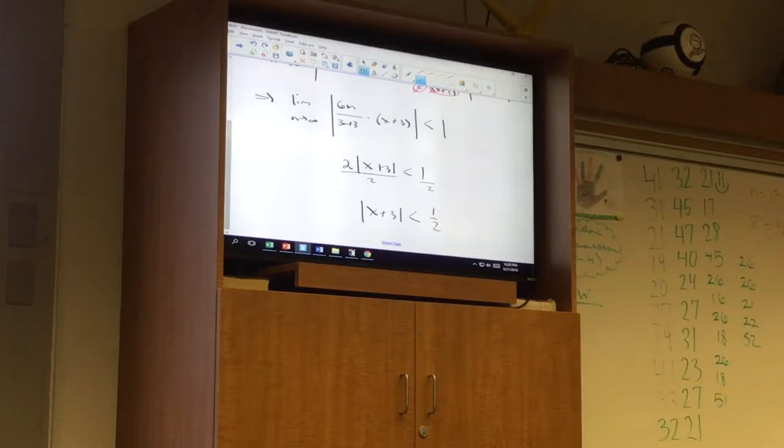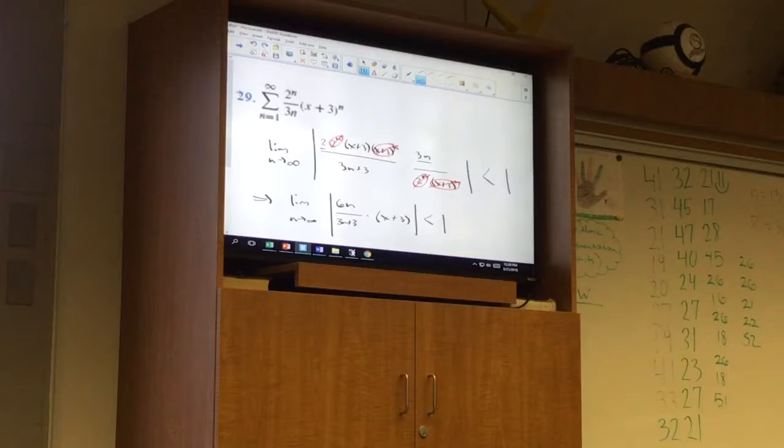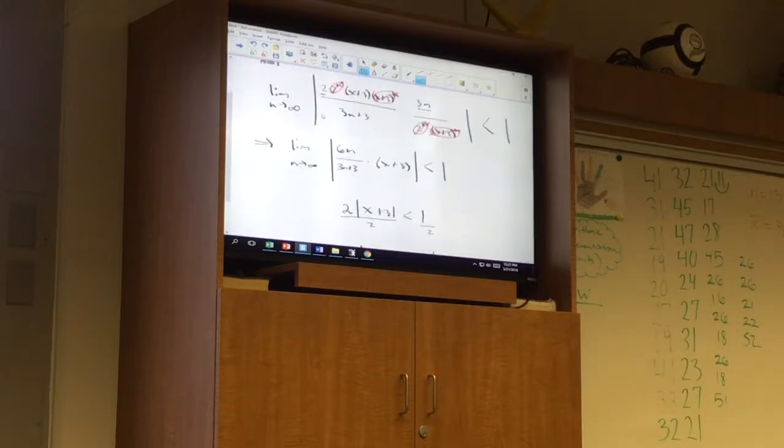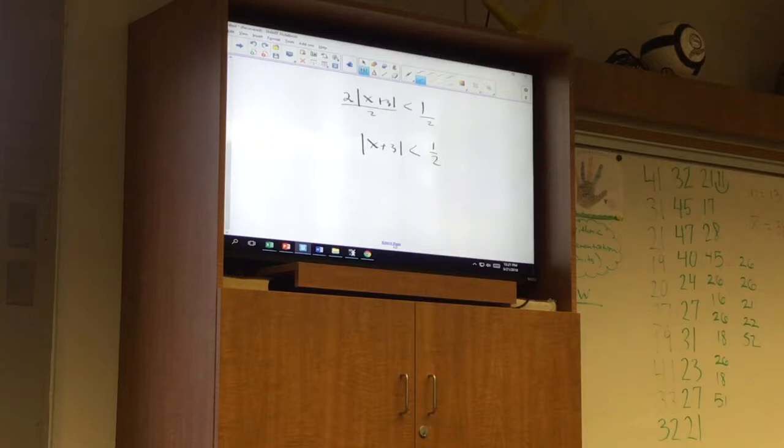And I know what it's centered about from way up here. What is it centered about? -3. Good, because x minus c. Remember that? And so in this case, it's x minus -3. And so if it's centered at -3 and my radius of convergence is 1/2, what is my initial interval of convergence? -3 and a half.